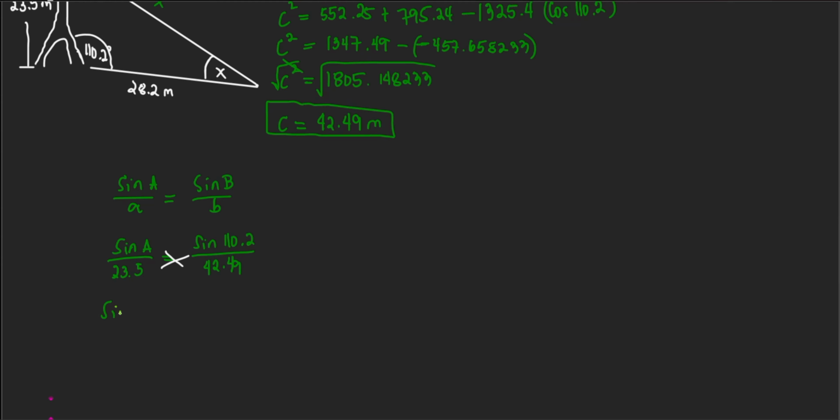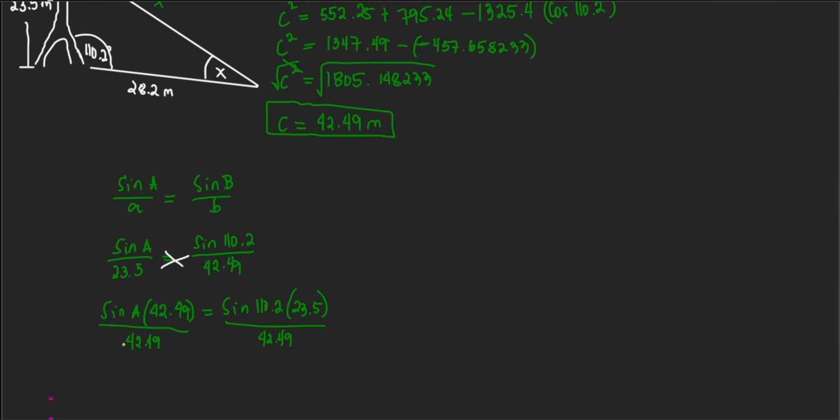So, sine A multiplied to 42.49 is equal to sine 110.2 multiplied by 23.5. Now, para ma-cancel out natin si 42.49, you just have to divide both sides by 42.49.